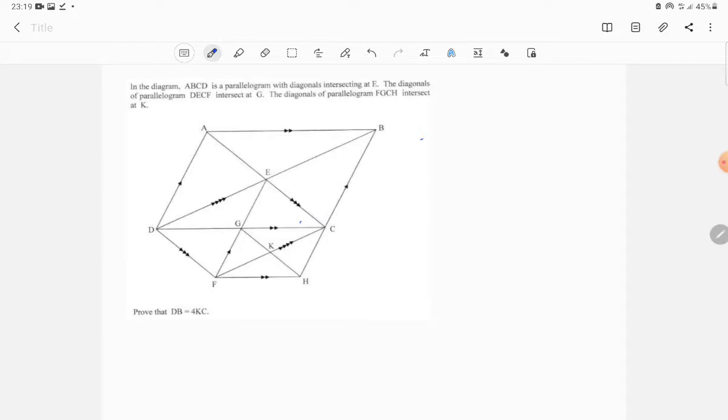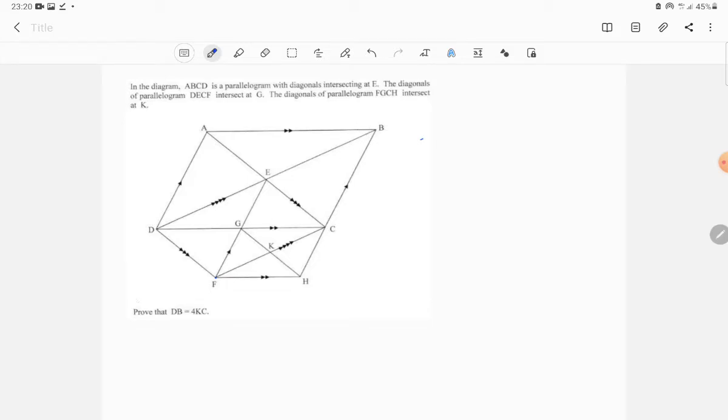In the diagram, ABCD is a parallelogram with diagonals intersecting at E. So these are the diagonals. The diagonals of a parallelogram DECF intersect at G. The diagonals of a parallelogram FGCH intersect at K. So we are given three parallelograms here to use.